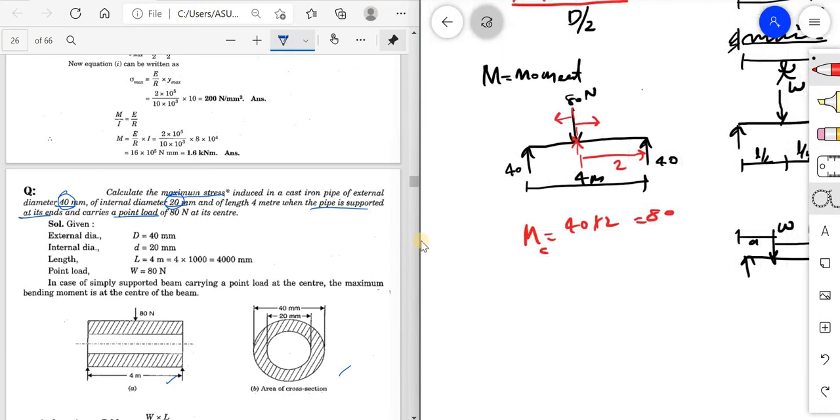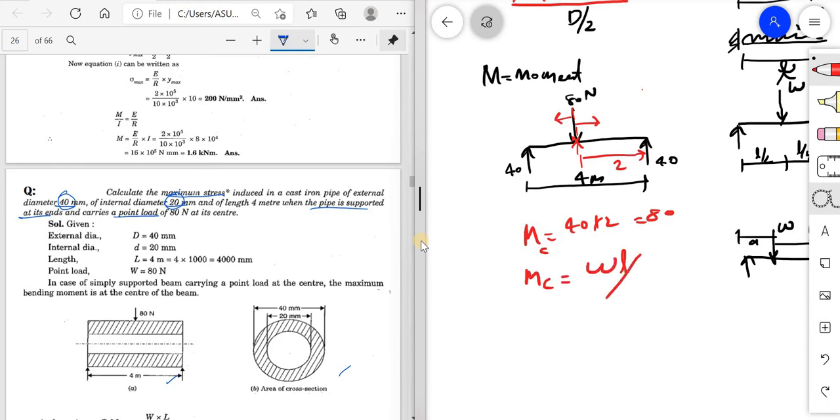So that is the reason why I have told that you just have to remember W L by 4. W is 80, 80 into the total length 4, divided by 4. Again I am getting 80. So both the values are same. So this is my answer. That is, the maximum bending moment will be 80. And what is the unit? 80 Newton meter. The unit should be clear.